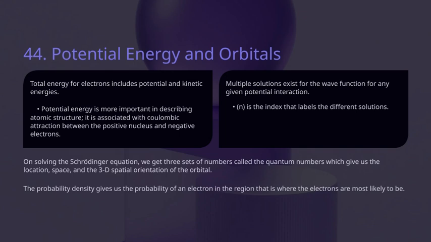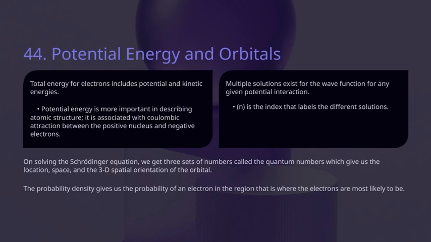When we solve the Schrödinger equation, we don't just get one number, but three sets of numbers called quantum numbers. These quantum numbers are vital because they give us detailed information about the electron's location in space, including the three-dimensional orientation of the orbital. They help us understand the shape, size, and orientation of the regions where the electron is most likely to be found.